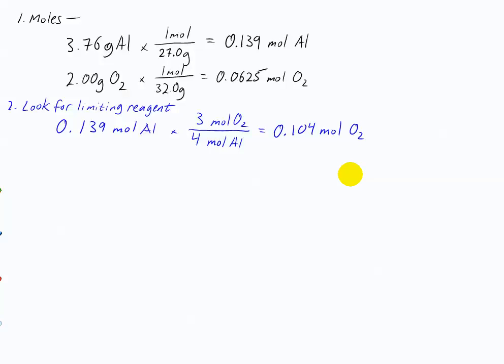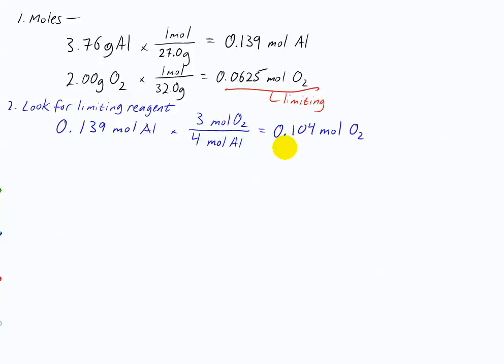0.0625. So that's considerably less than what we need. If we have less than what we need, then that one must be limiting. Okay. So then we know that this quantity is the limiting quantity. We cannot make more product than what 0.0625 moles of oxygen will make.